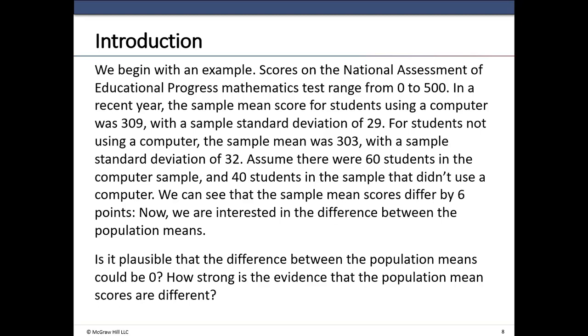Assume there are 60 students in the computer sample and 40 students in the sample that did not use a computer. We can see the sample means differ by 6 points. Now we are interested in the difference between the population means. Is it plausible that the difference between the population means could be 0? That is, null hypothesis mu1 minus mu2 equal to 0, and alternate mu1 minus mu2 not equal to 0. How strong is the evidence that the population mean scores are different?